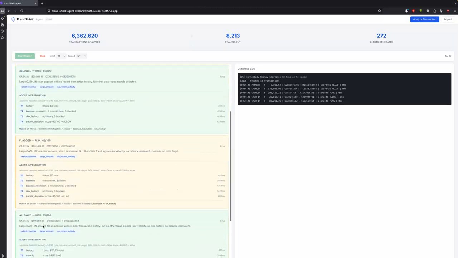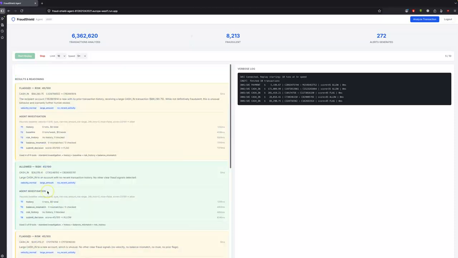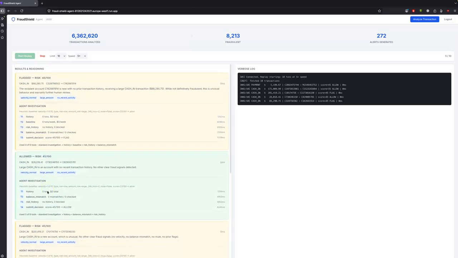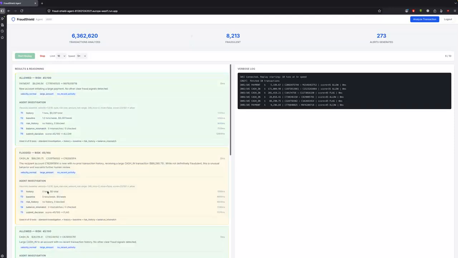FraudShield sits as a middleware, or a middleman, which assesses the pattern of an account through millions of transactions, because we have over 6 million transactions from PaySim data. This can help curb mobile money fraud by using autonomous agents, and it has been deployed on Google Cloud Run.